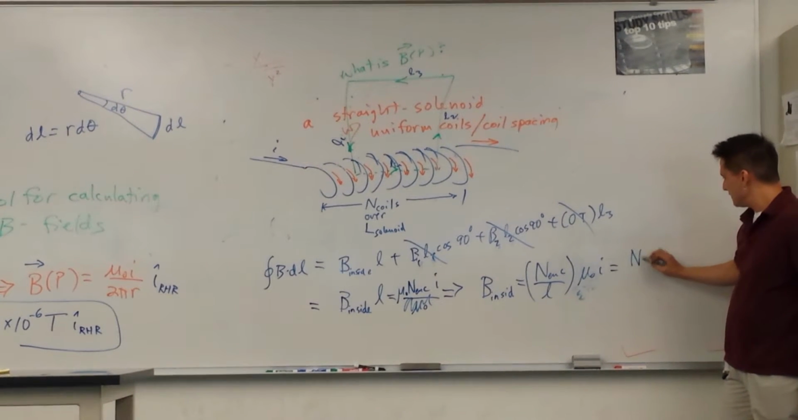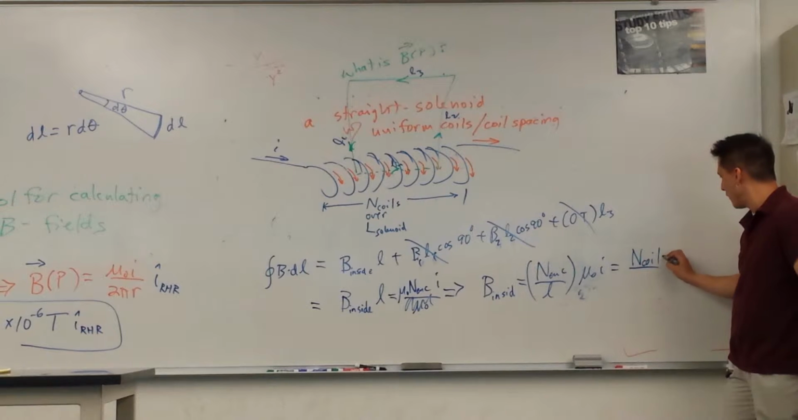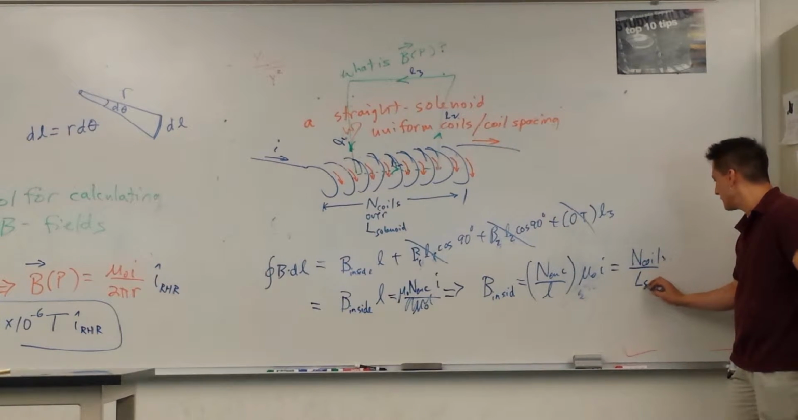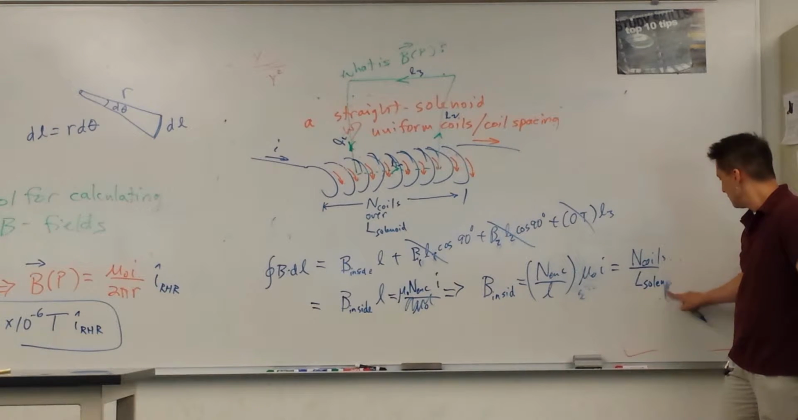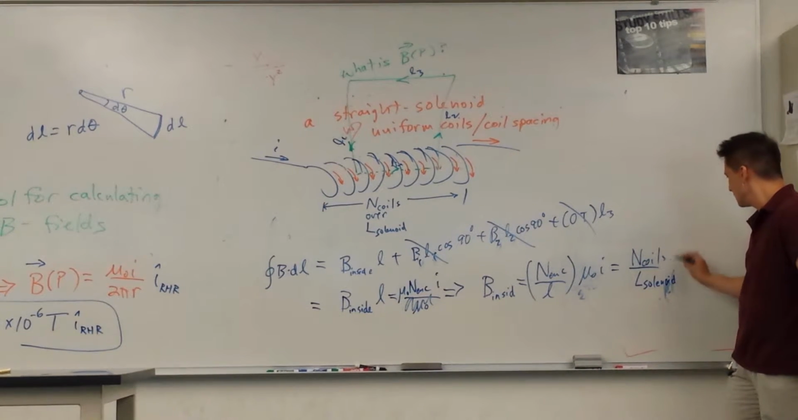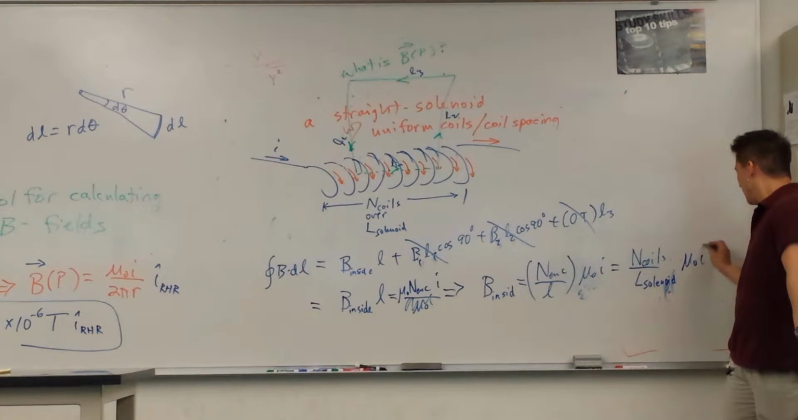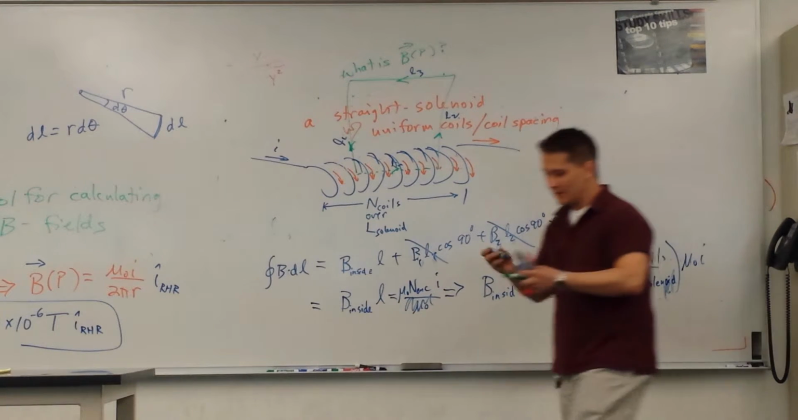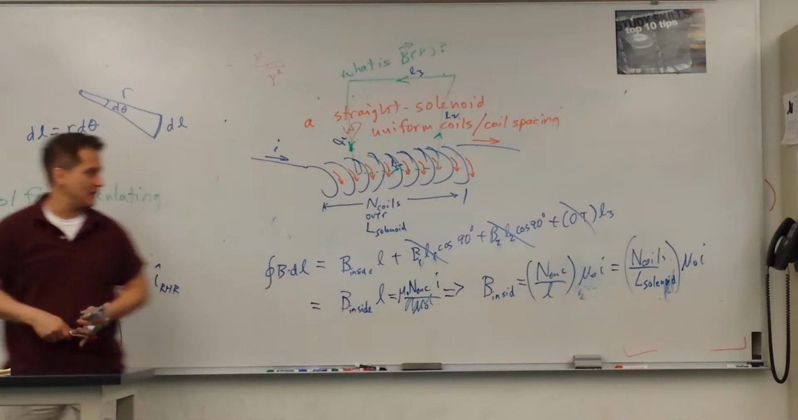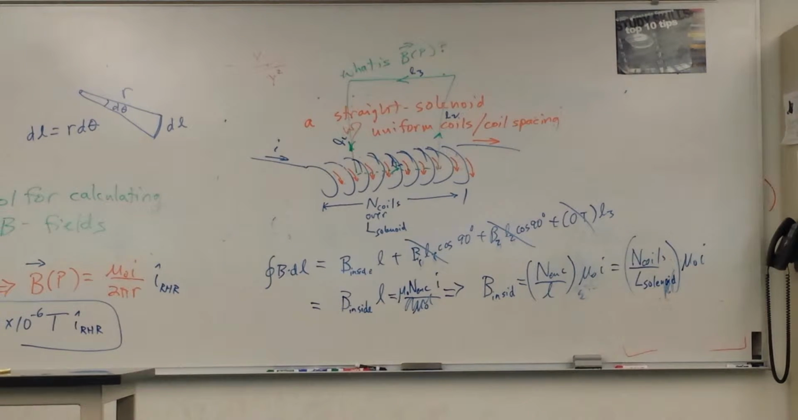And this would be the same as saying the total number of coils divided by the total length of the solenoid if they're uniformly spaced, times mu naught I. So I'm sure there's not a lot of fun about this as you're just sort of watching me go through the mechanics, no doubt about it. But we've seen that expression before, right?